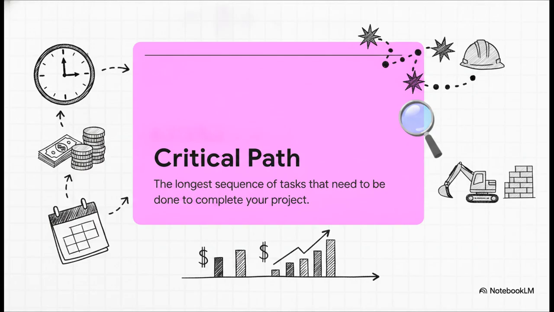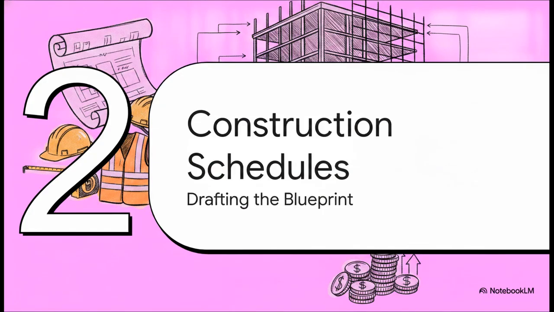And to understand exactly when your expenditures are going to happen, you have to identify your project's critical points. We plot these on what's known as the critical path. Simply put, this is the longest sequence of tasks that need to be done to complete your project. Figuring out this path helps you determine precisely when specific activities, and of course their associated expenses, will actually hit your bank account.